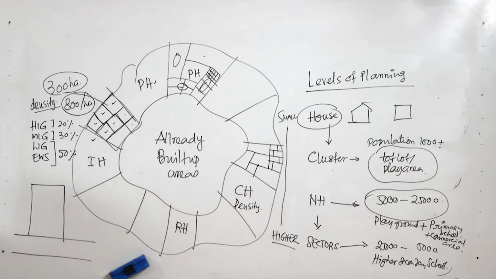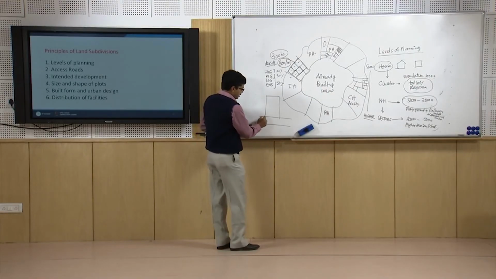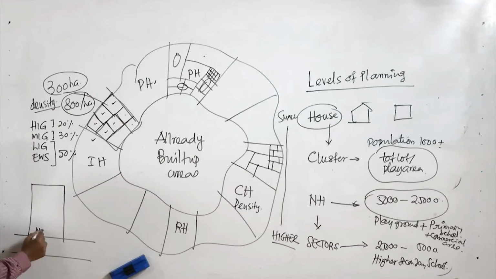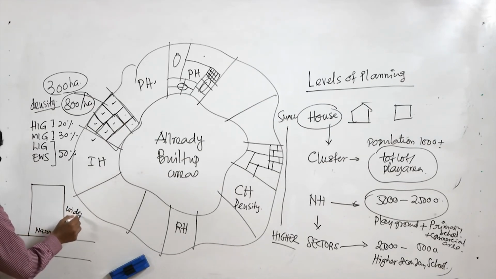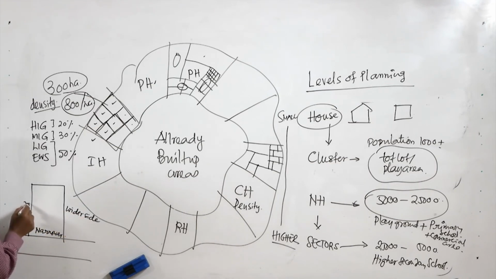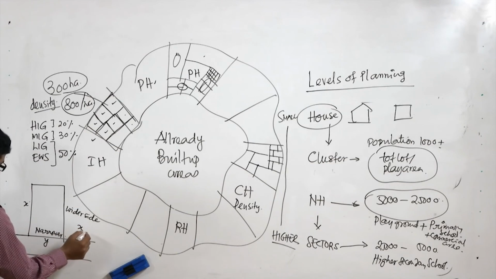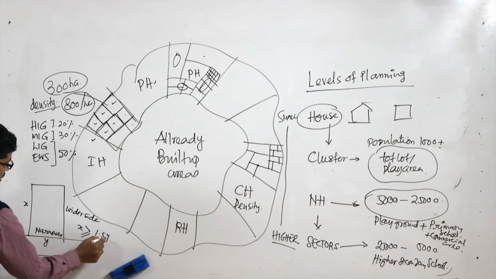Where the access road is given at the narrower side. So, this is the narrower side and this is the wider side. So, if you depict this as x and y, x should be more than or equal to at least 1.5 y.